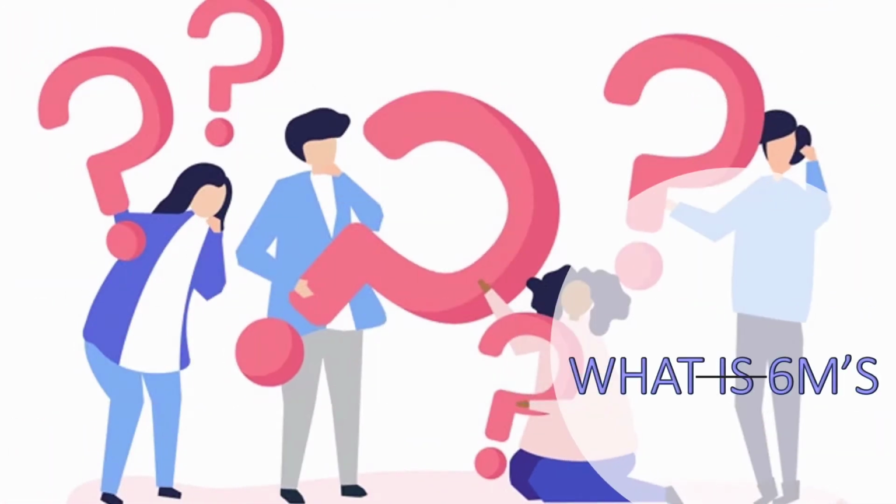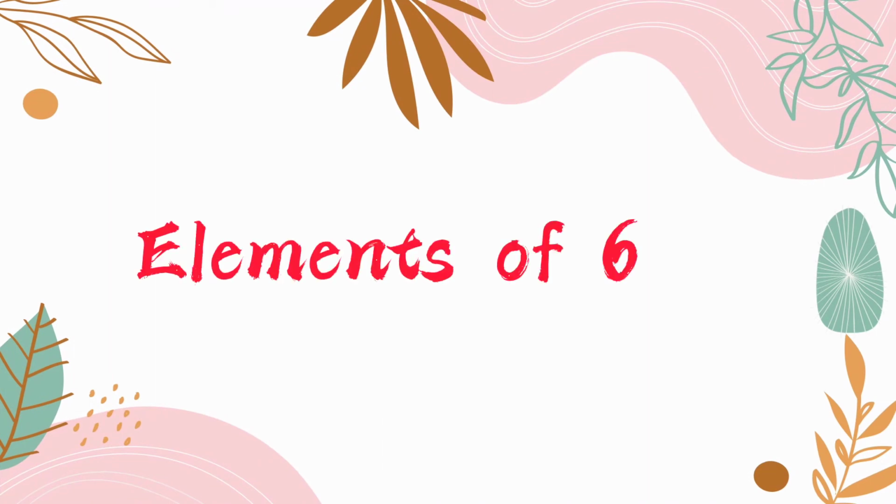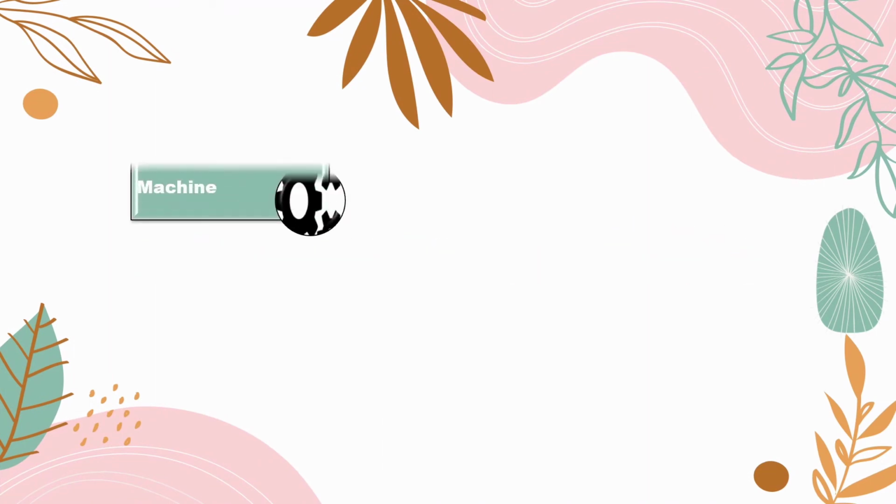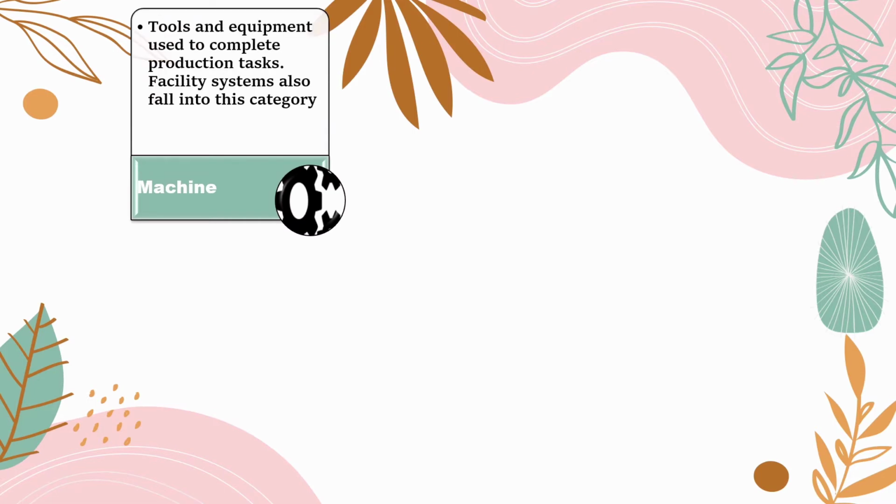What is 6M? 6M is a mnemonic tool that helps in problem solving or decision making. The 6M method can encourage the capturing and sorting of challenging issues under the 6M categories. Next are the elements of 6M. First is machine. Tools and equipment used to complete production tasks can be categorized into machine. Facility systems also fall into this category.